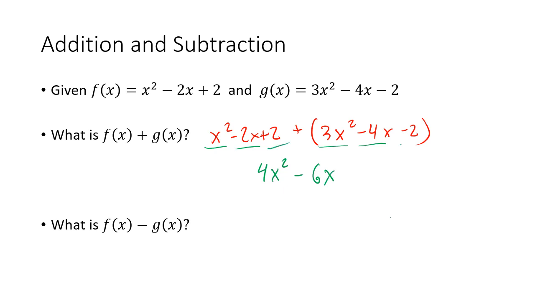And then the 2 and the negative 2, that's just 0. So we end up with this 4x squared minus 6x. That is f of x plus g of x.